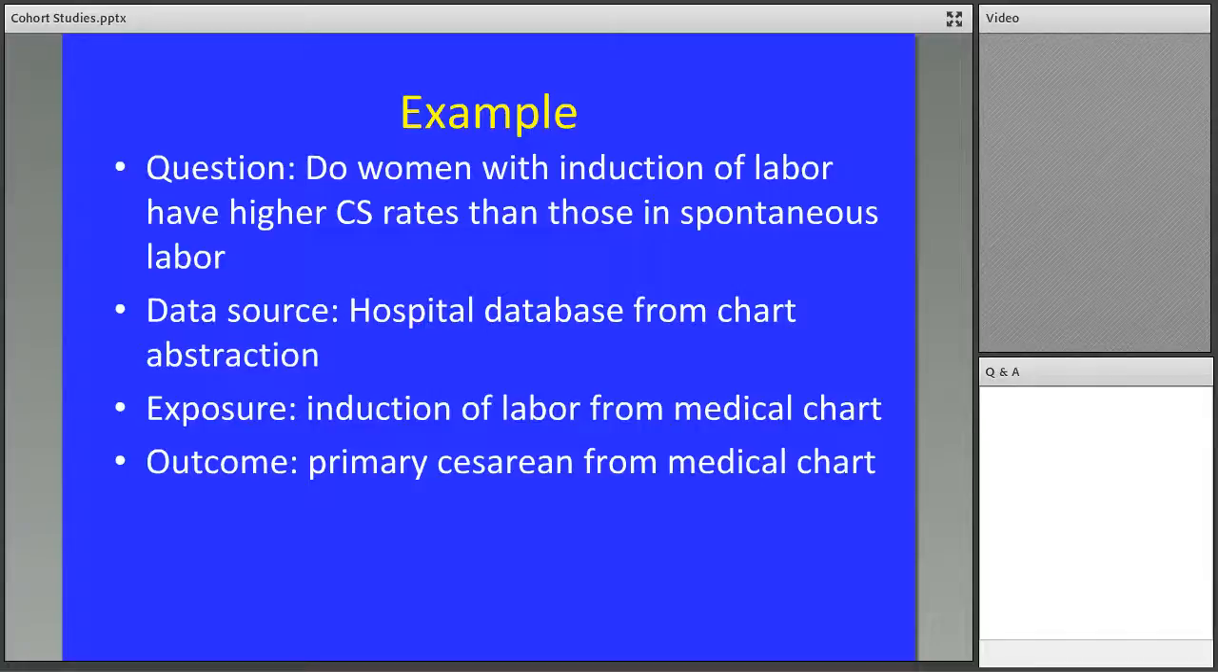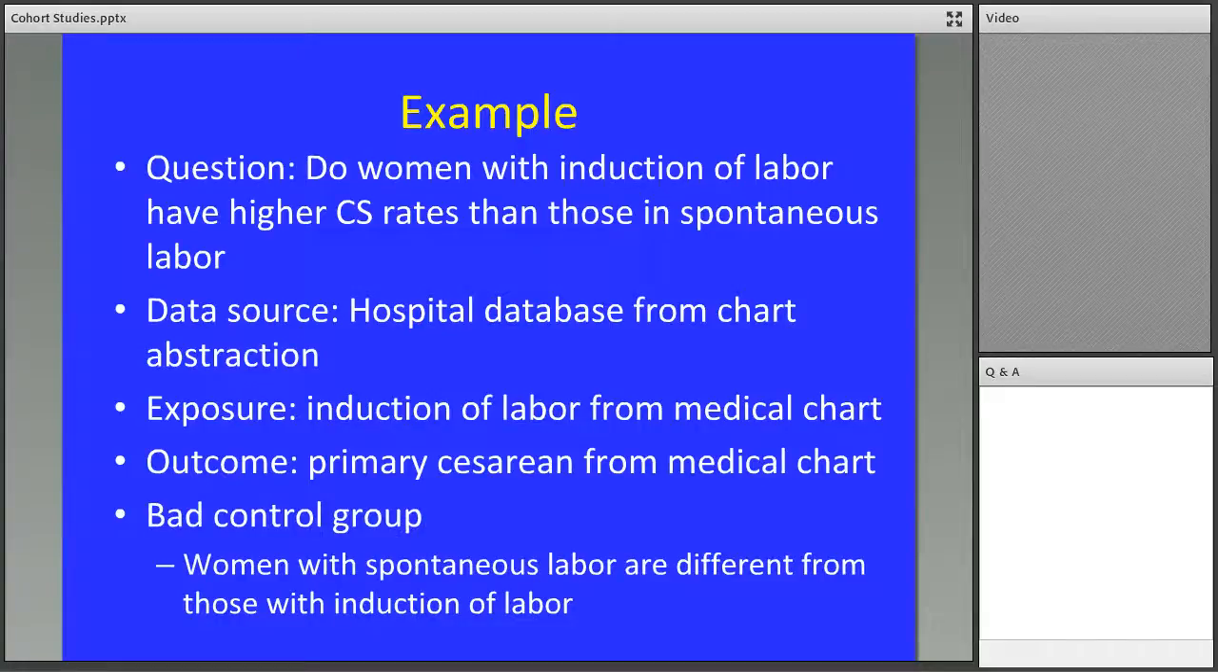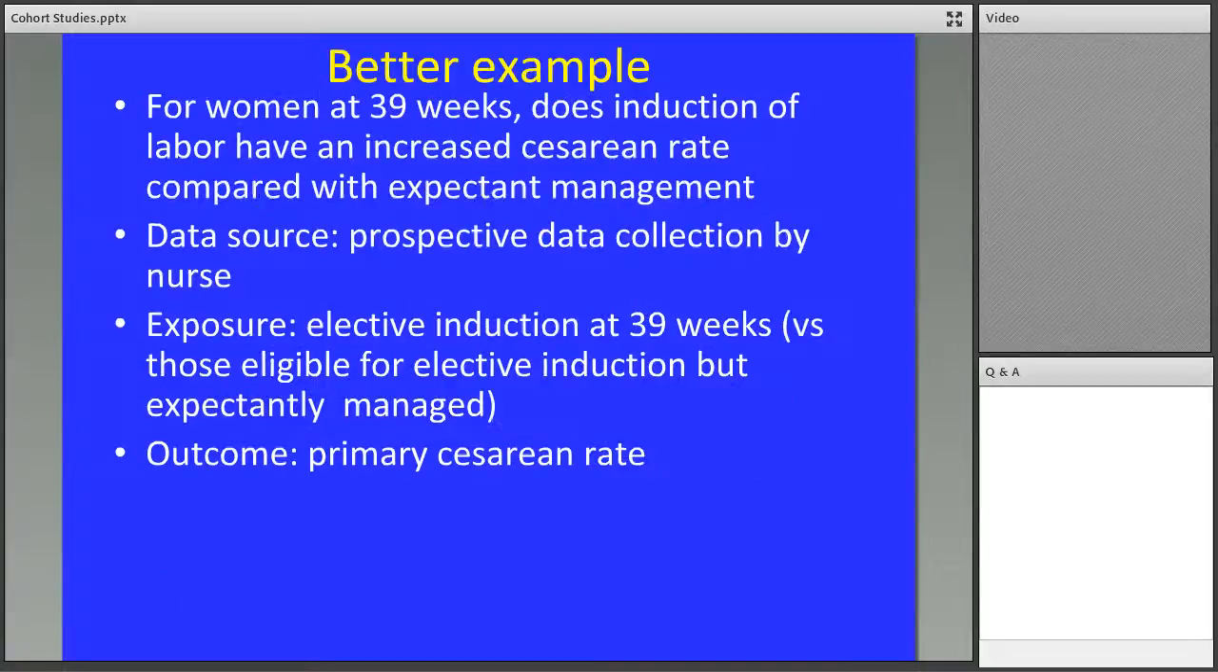And I will tell you that these studies were done multiple times by multiple people with similar answers in our profession's history. So this is really a bad control group problem, right? Because women who go into spontaneous labor are different from those who need an induction of labor. And so your exposure groups are just different groups of people. So how would we do that better?